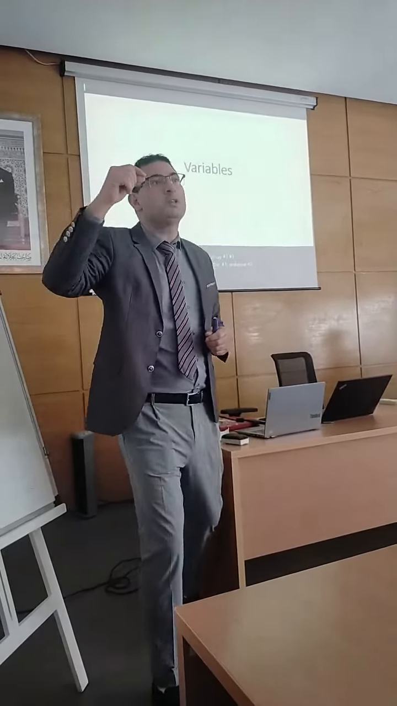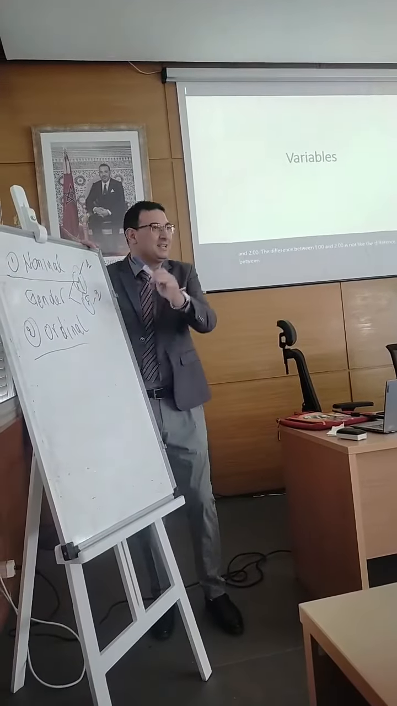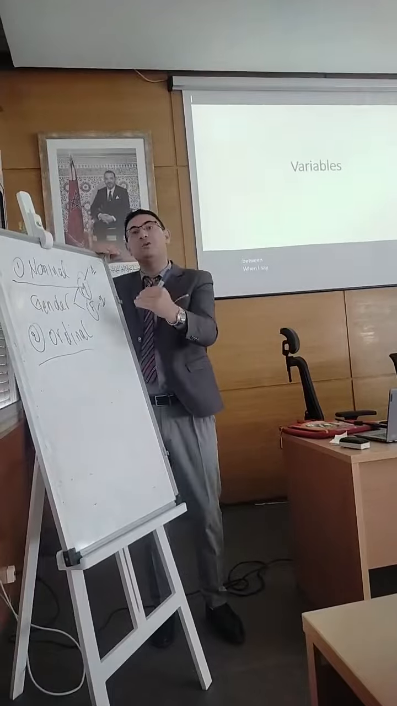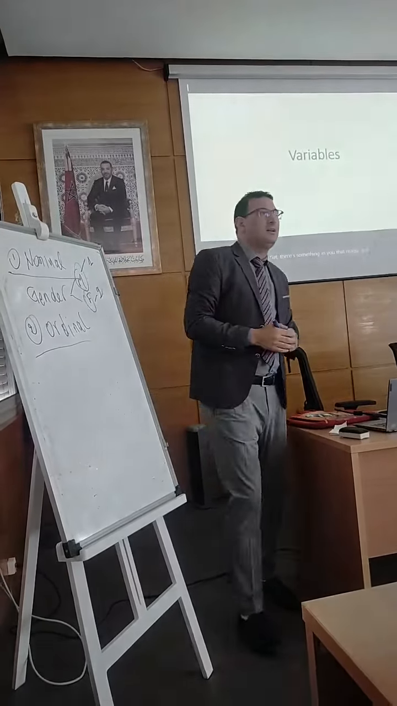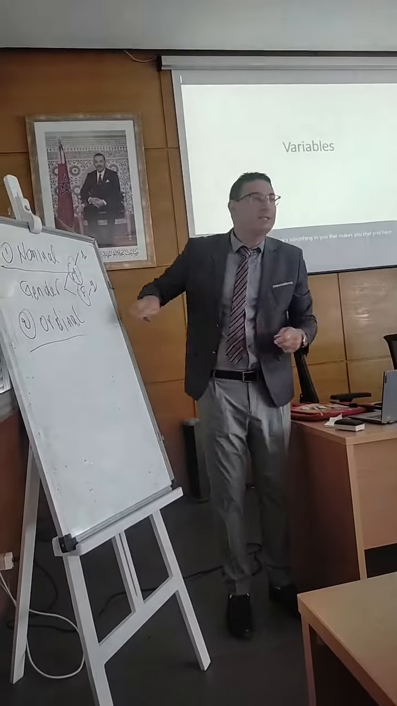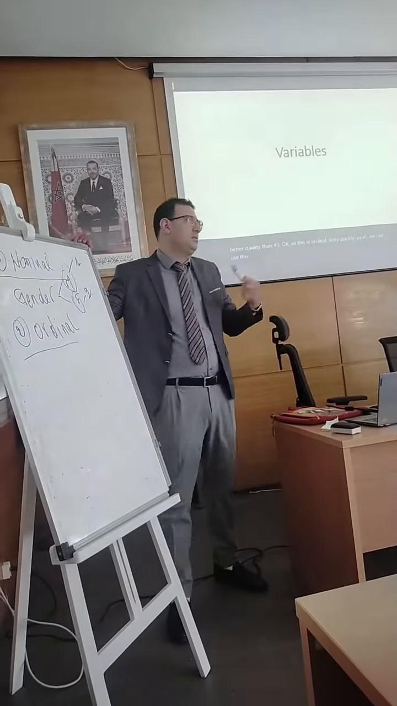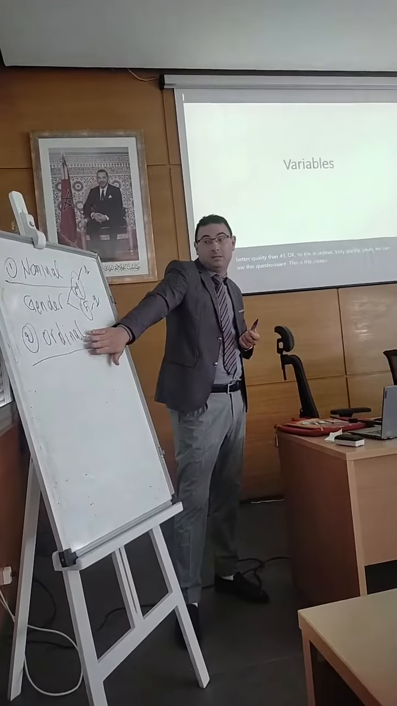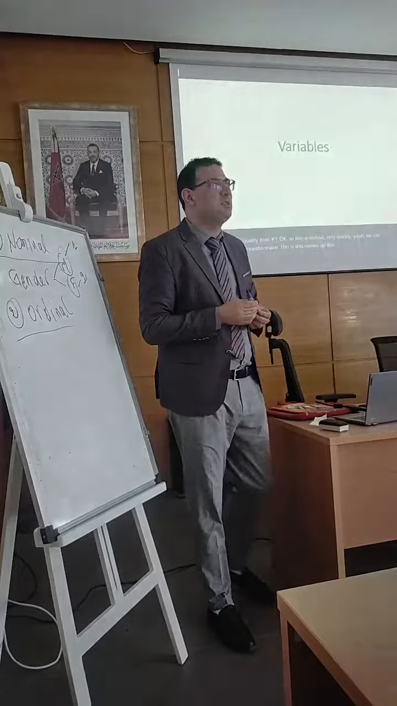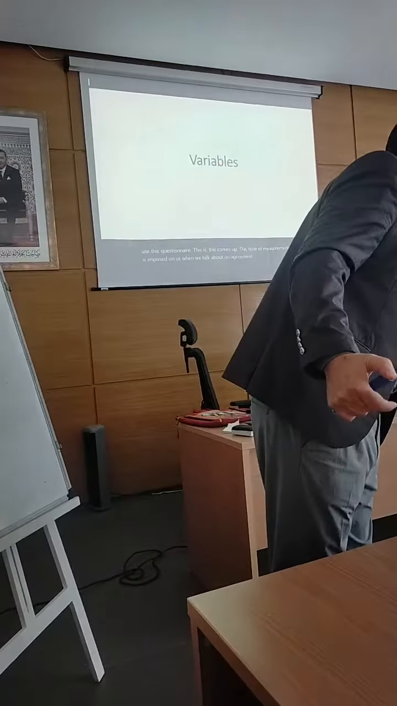Between 1 and 2, the difference is not like the difference between male and female. It means there is something in you that gives you better qualities than Amrus, for example. So this is ordinal. Very quickly, we can use this in a questionnaire. This type of measurement is imposed on us when we talk about an agreement scale, for example.